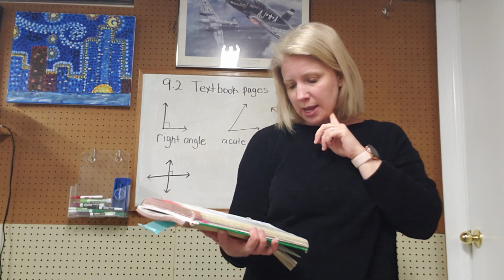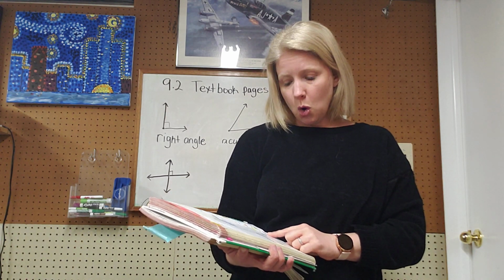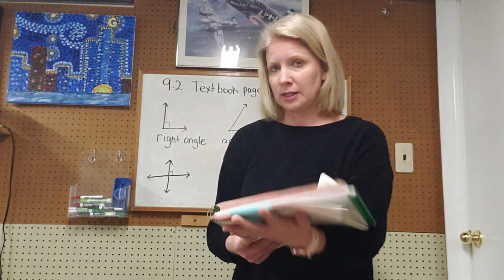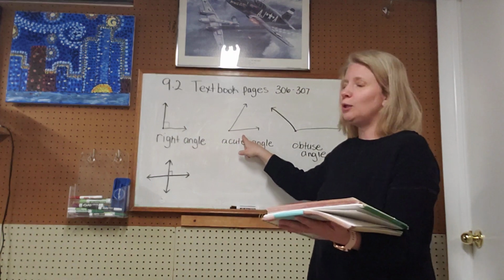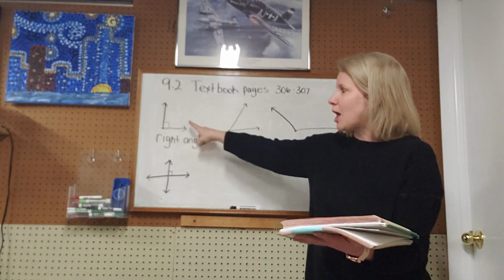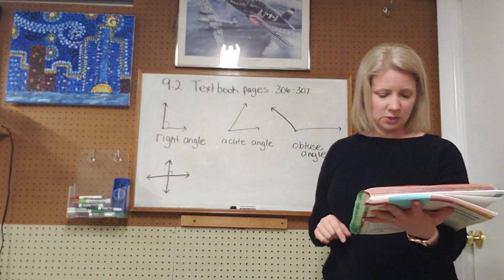Okay, number 5 through 8. Tell if the angle is a right angle, acute angle, or an obtuse angle. Okay, so let's think about these. Right angle makes the perfect corner. Acute angle is little, smaller than a right angle. Obtuse is larger. So number 5.